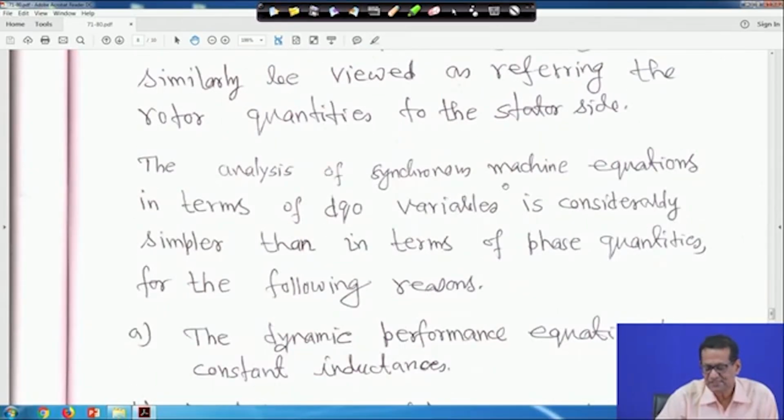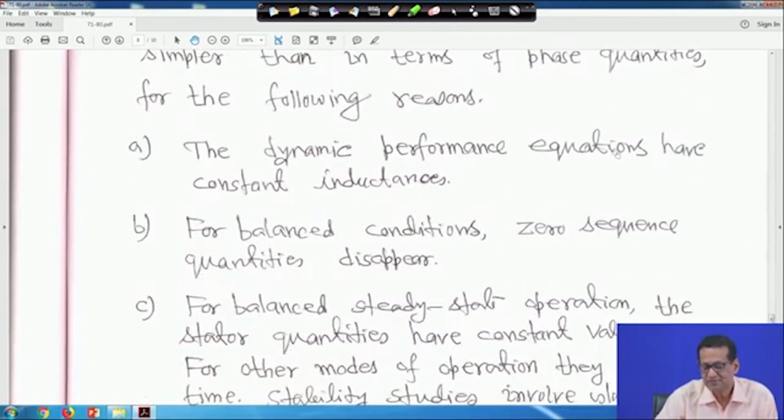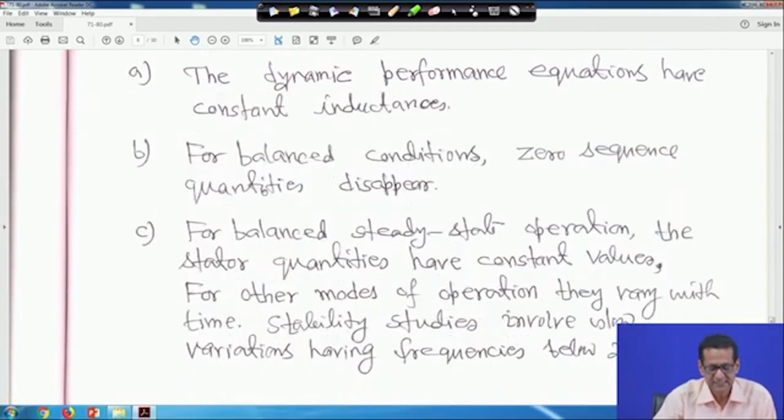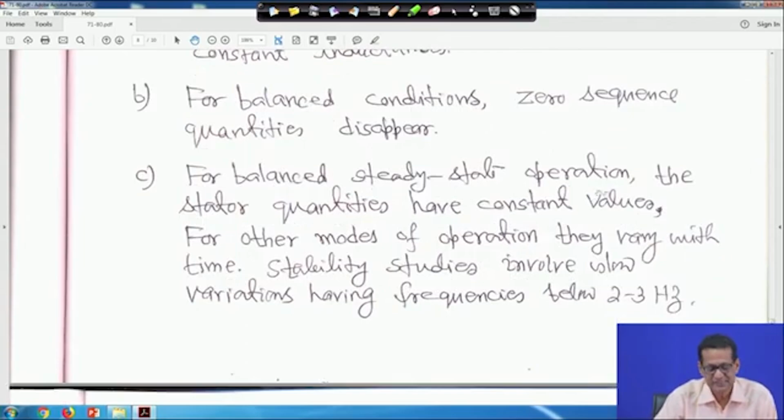The analysis of synchronous machine equations in terms of dq0 variables is considerably simpler than in terms of phase quantities for the following reasons. Some advantages are there for dq0 transformation. First one is the dynamic performance equations have constant inductances. This is the major advantage, right? Next is for balanced conditions, zero sequence quantities disappear, right? For balanced steady state operation, the stator quantities have constant values.